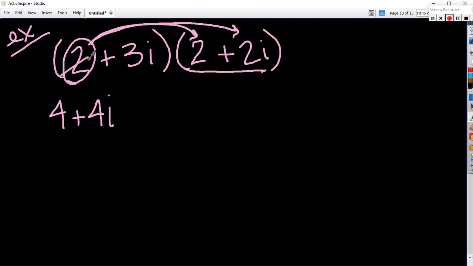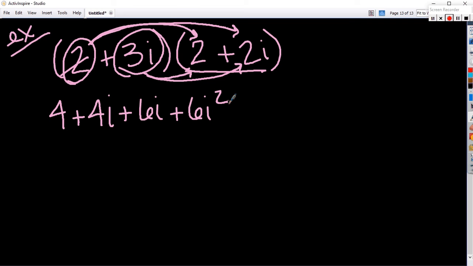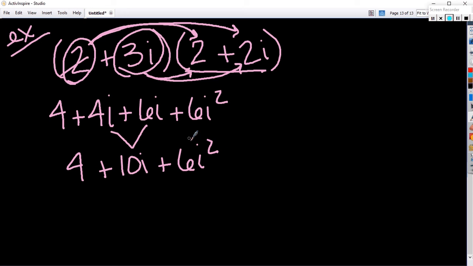So I'm done with that first piece. Now take the second one. It's got to go to everything. 3i times 2 is 6i. And then 3i times 2i, 6i squared. Here's where my i squared is going to start popping up. Now, I need to simplify this. These two are easy to simplify, right? Those are like terms. What do they add to? 10i. How about this 6i squared on the end? It changes from 6i squared to -6.